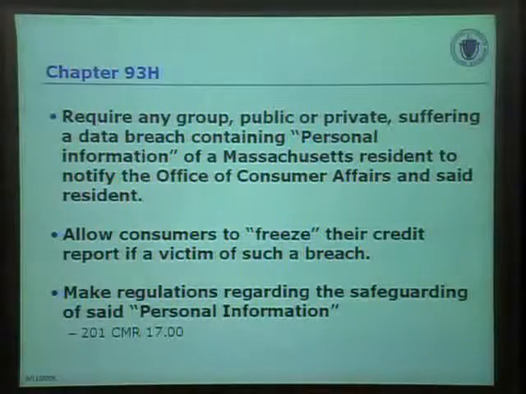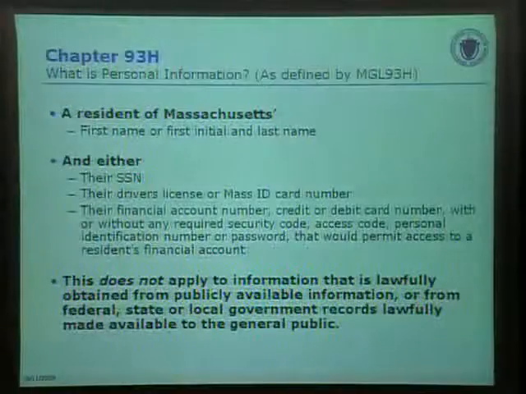The other two parts are that it allows customers to freeze their credit reports if they're a victim of such a breach, and to make information safeguarding the personal information, which is 201 CMR 17.00. We are always talking about personal information.